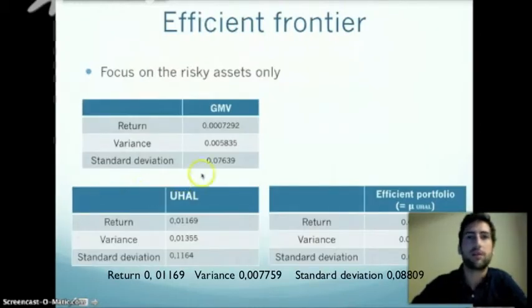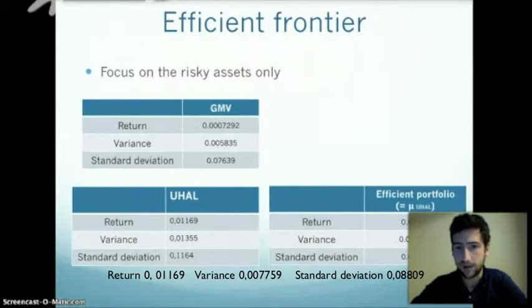Now, after having constructed the efficient frontier, when focusing on the risky assets only, we compute the GMV portfolio. Here we can see its return, its variance, and its standard deviation. After that, we would like to illustrate the principle of diversification. Our purpose is to demonstrate that we could reach the same return as one of the stocks, but with a lower risk. At first, we look, for example, for the stock which has the biggest return.